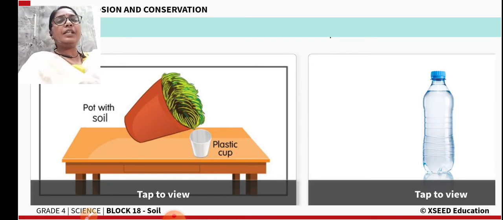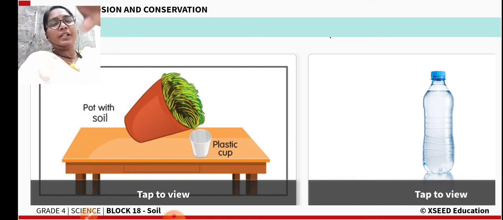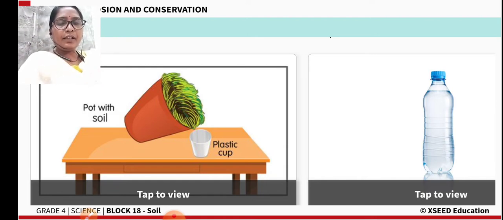Suppose this pot is without any plants, when you pour water, can you collect it back again? Most of the water is absorbed by the soil and you can get back only a little water. So by this activity, what are you understanding? The plants are holding the topsoil. They are not allowing the topsoil to fly away by wind or by the water.